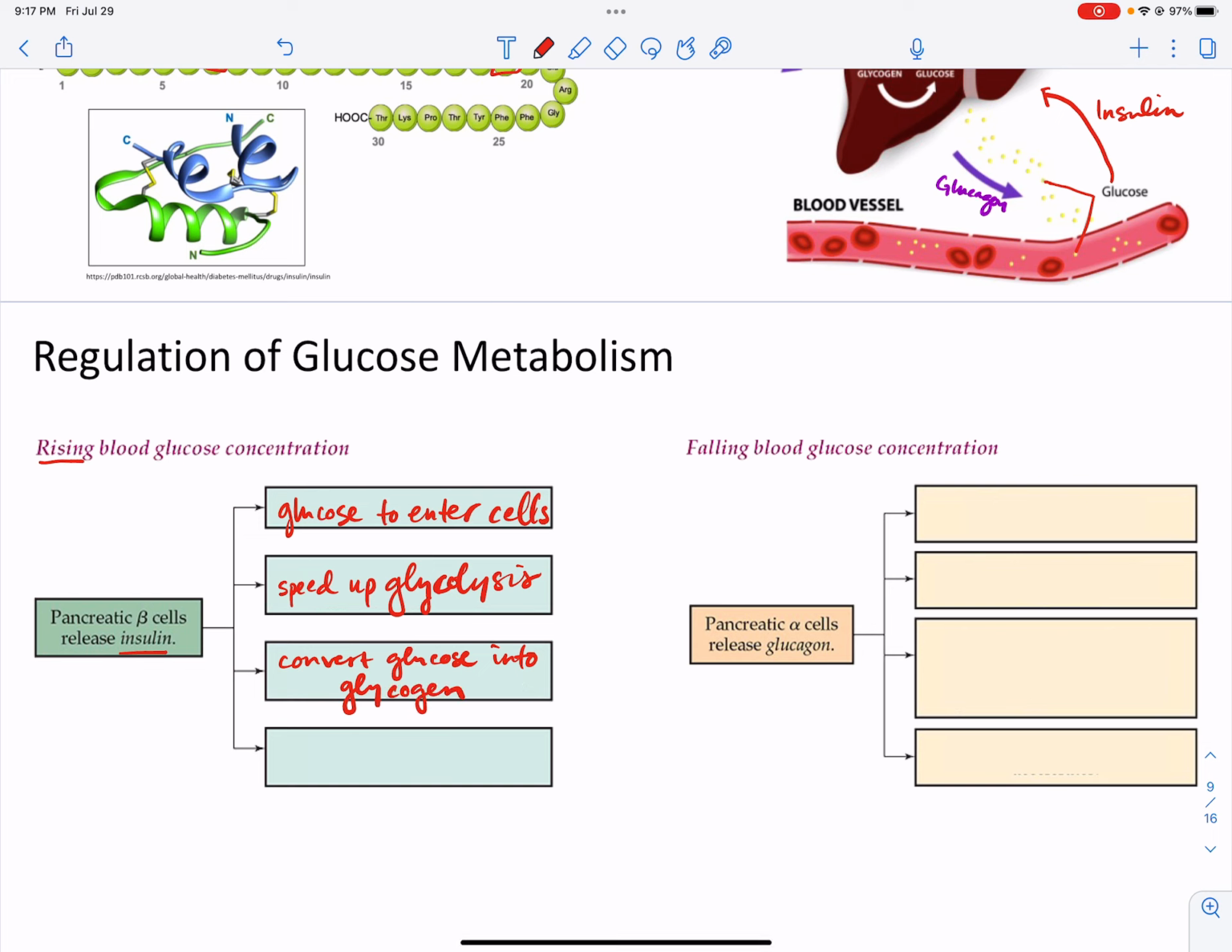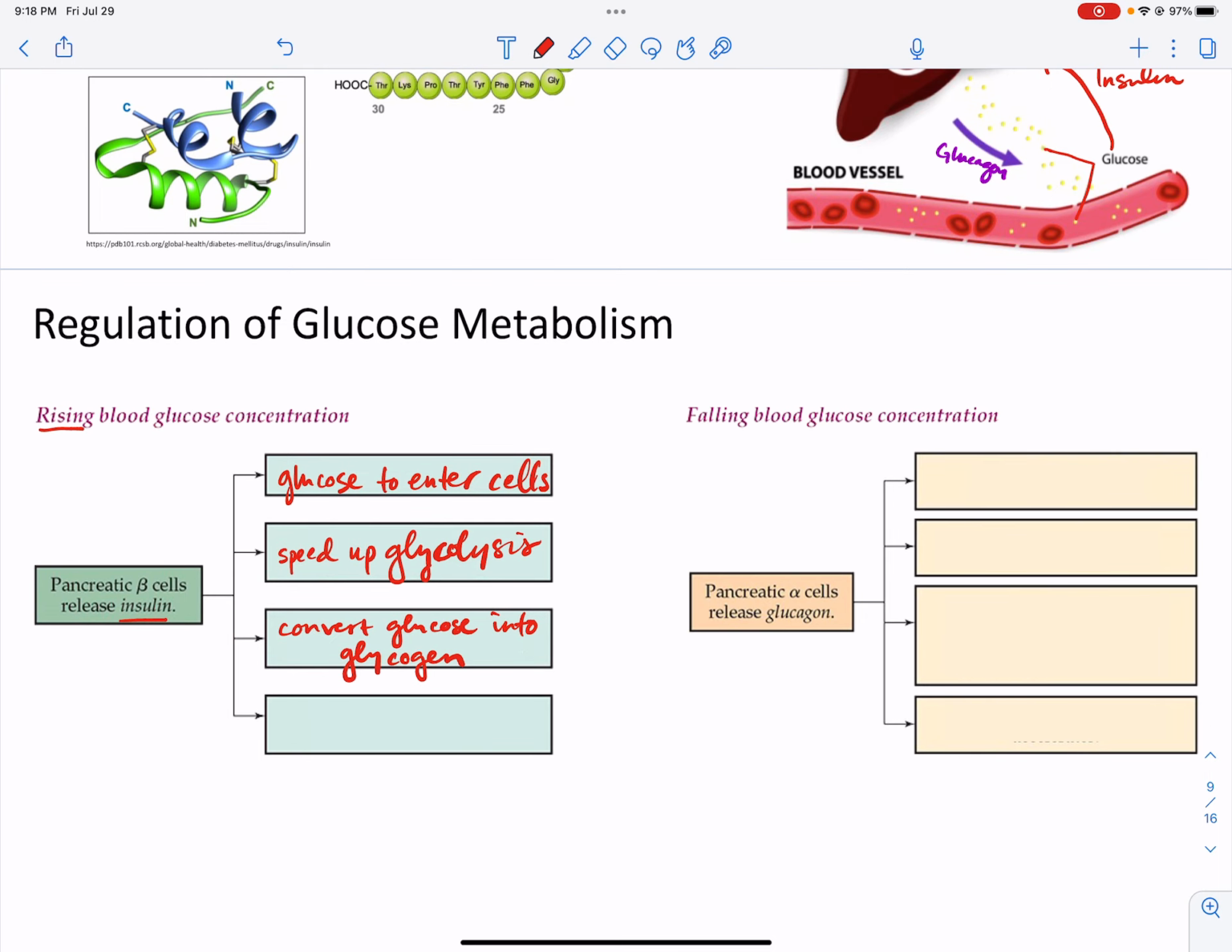Okay, so it's going to pull glucose out of the blood, take it into the liver, store it as glycogen. That's going to decrease your blood glucose concentration. And then if we have any glucose left over and we don't know what to do with it, it will use it to synthesize amino acids and lipids.